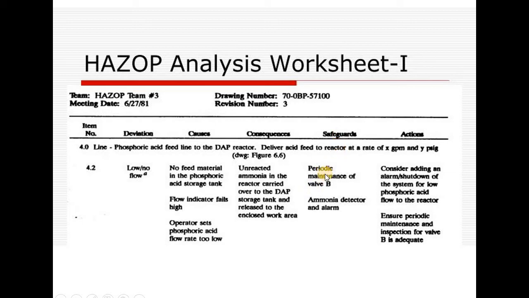So what I need to do is have a safeguard: periodic maintenance of valve B to make sure this doesn't happen. And I need to have an ammonia detector as well, and an alarm. Actions: consider adding an alarm and shutdown of the system for low phosphoric acid, so this will never happen. And ensure periodic maintenance of valve B is adequate. So we have safeguards, but other than the safeguards already in place, we may think of additional actions so that this does not happen.